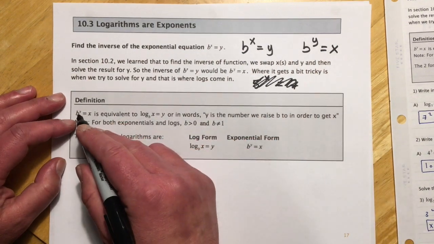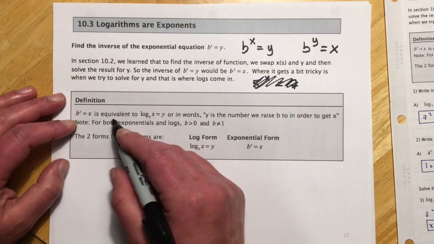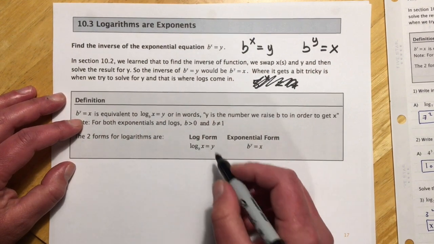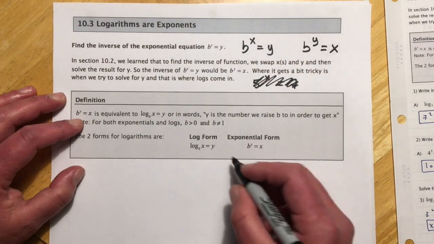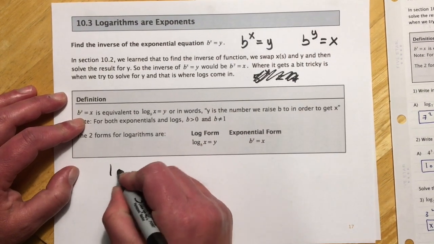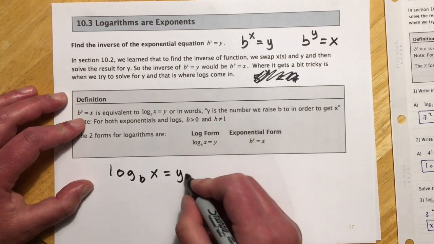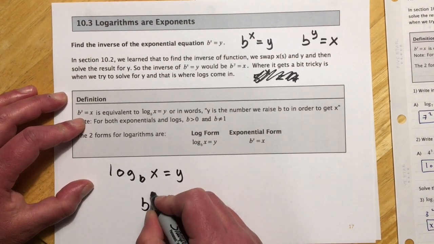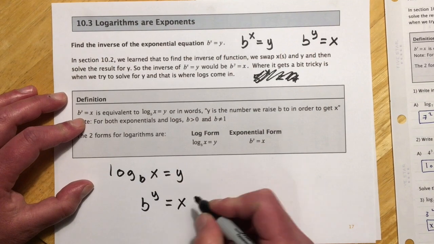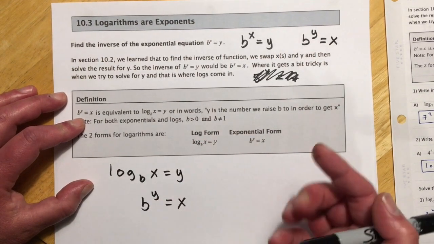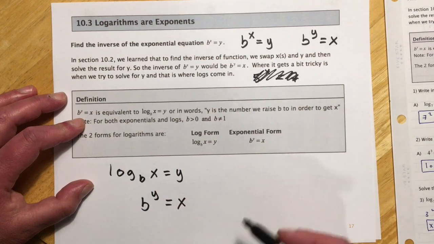So if b to the y equals x, that's going to be equivalent to log base b of x equals y. So in log form, let me write this a little bit bigger down here. Here's our log form, log base b of x equals y. And that means the same thing as b to the y equals x. So logs are exponents because logs equal the exponent in this equation.